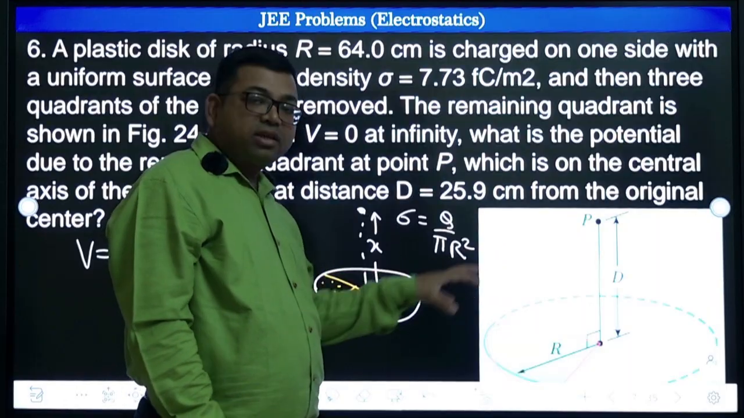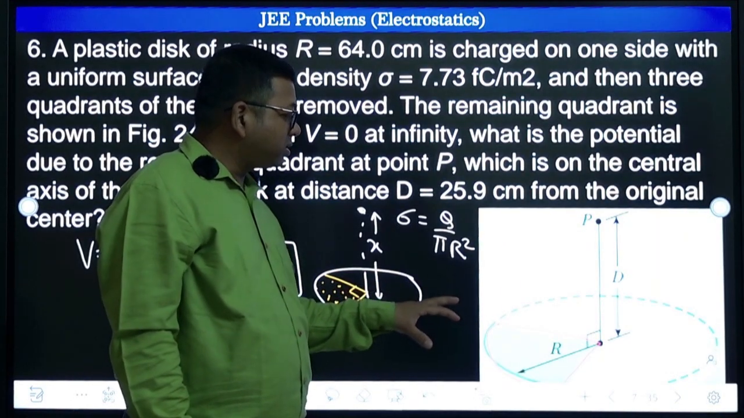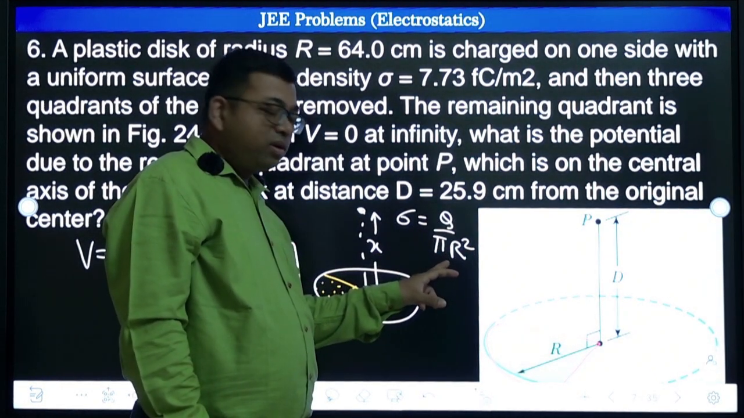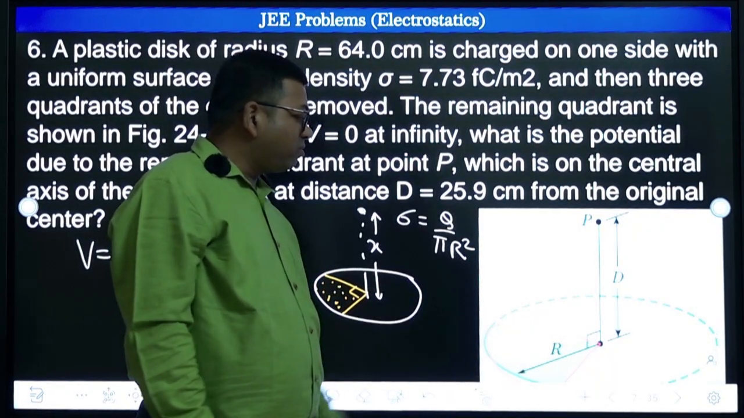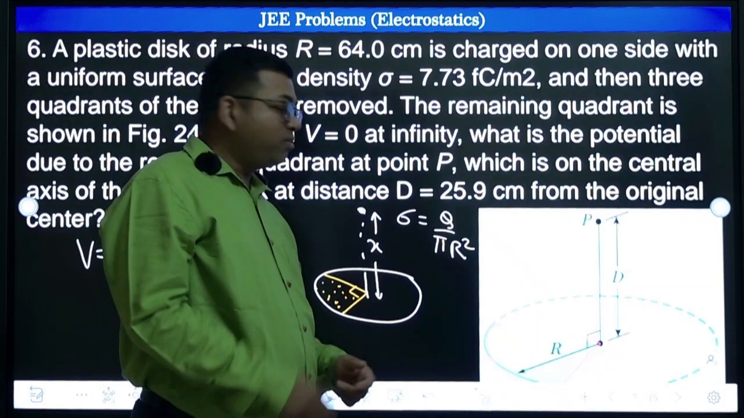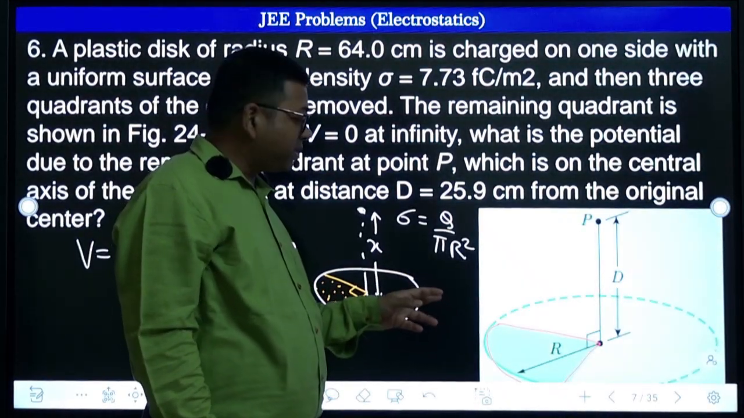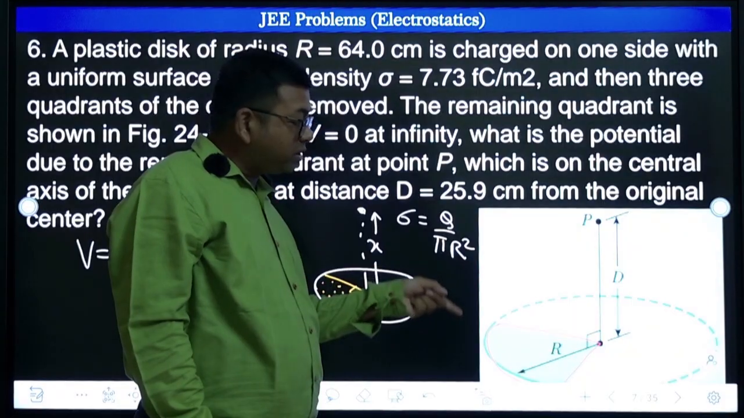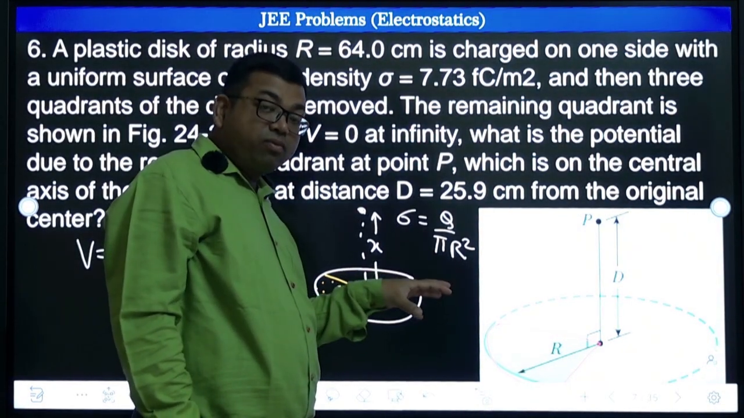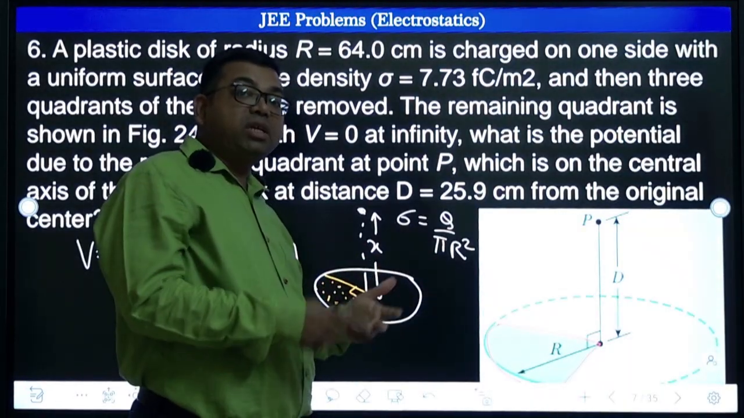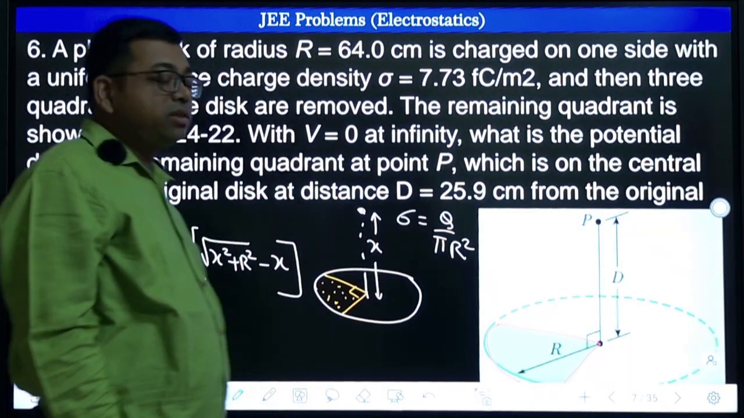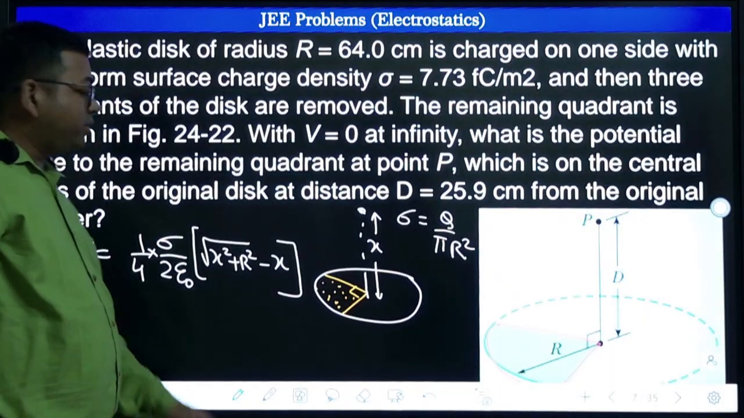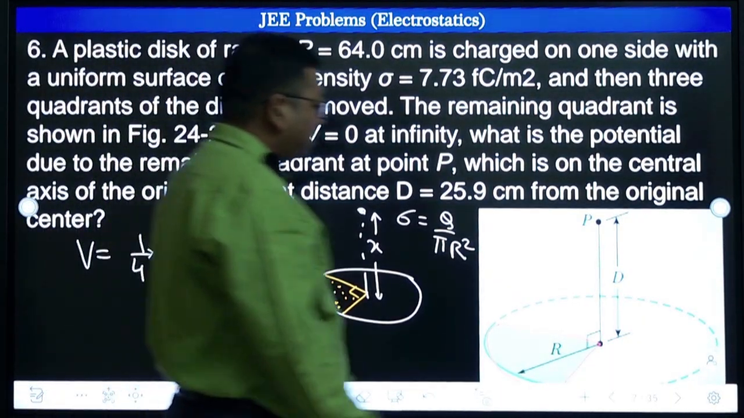Total charge q was, let us say, spread over the disk, so sigma was charge by area. Now you may say that the area has become one fourth. Note that there can be confusion, that's why we are discussing. Suppose they say that the same charge q has been given to only this one fourth, then charge density would change. But here charge density is not changing. Note that charge density is not changing, but the total charge will be changing, right? Okay, let us move to the next.